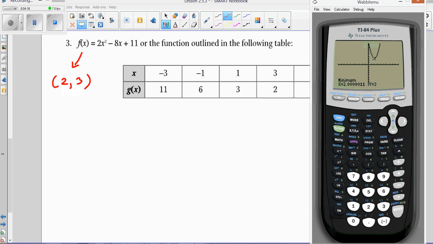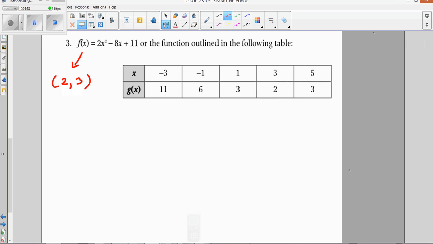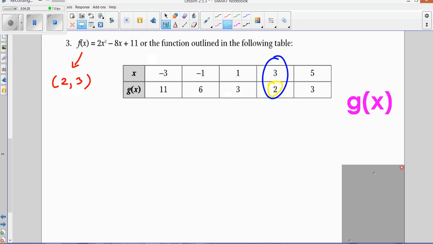And now here, what we're going to do is look at what the lowest y value is here. And the lowest y value is this coordinate, which is at 2. So which went lower, f of x or g of x? And the answer is g of x. So that is really the grand scheme of today's lesson.